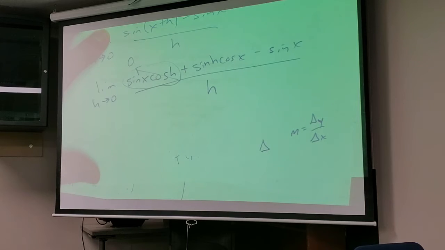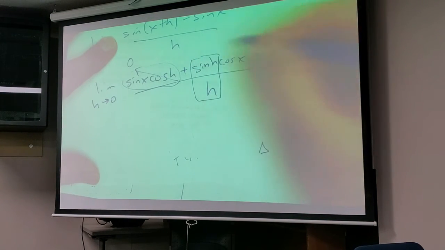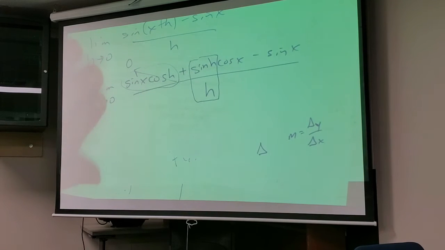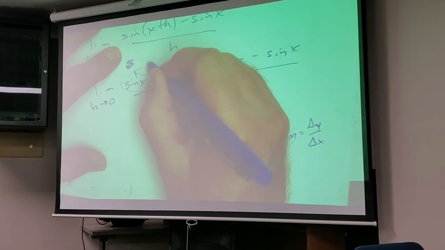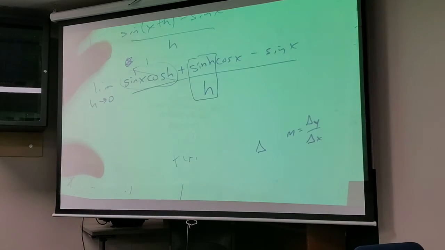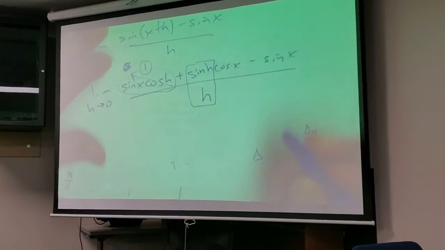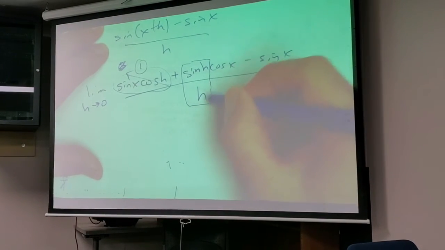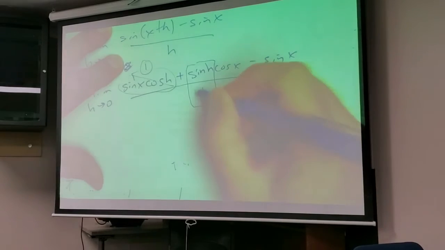You with me? What did we just talk about earlier here? Cosine of 0 is 1. I'm being stupid. Sorry. Thank you. Cosine of 0 is 1. I'm not even thinking as I'm saying this. Put a 1 there, dear God. Sine h over h is the limit we were just talking about earlier. That's 1.